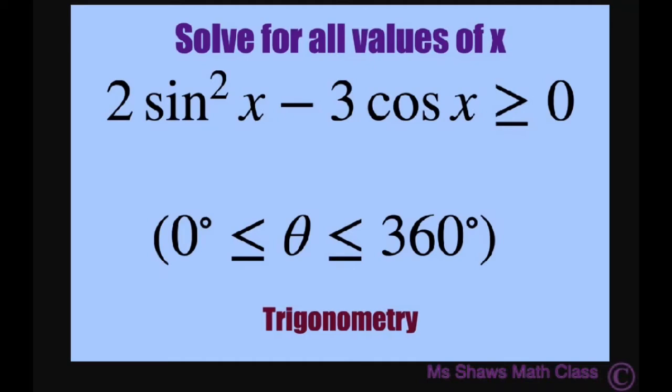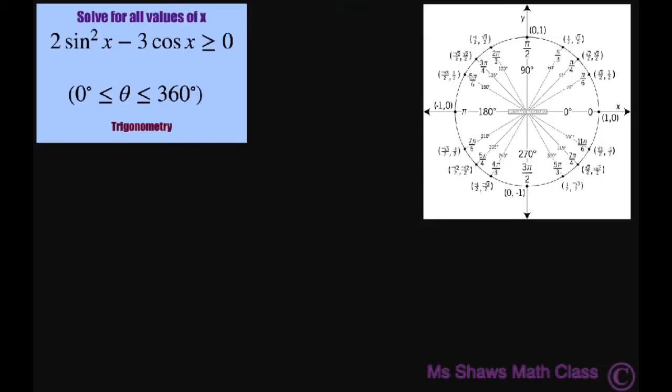We're going to solve for all values of x. We have 2 sine squared of x minus 3 cosine of x is greater than or equal to 0. So let's look at this and rewrite this first. We have quadratic sine with the square, and our cosine is linear in form.